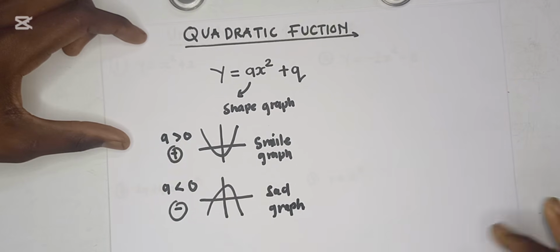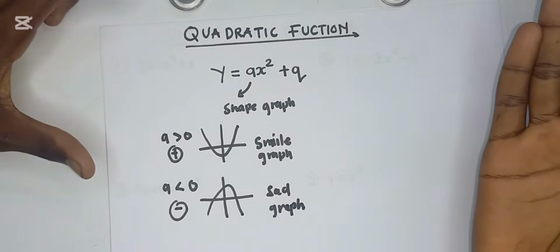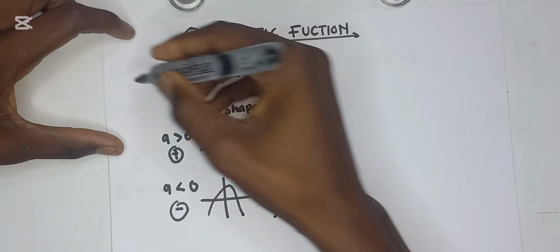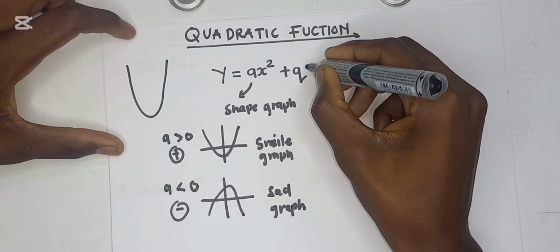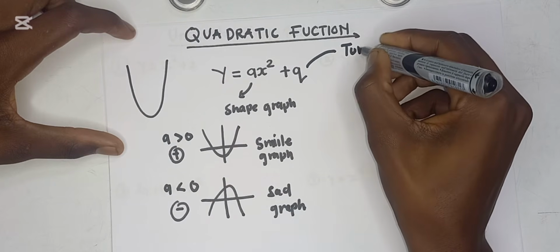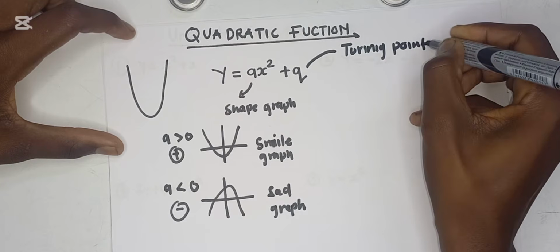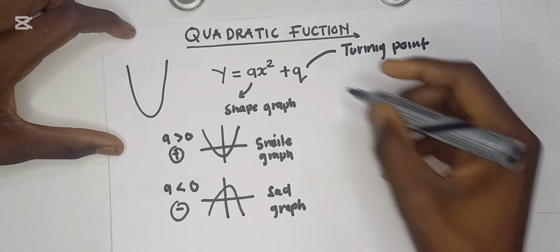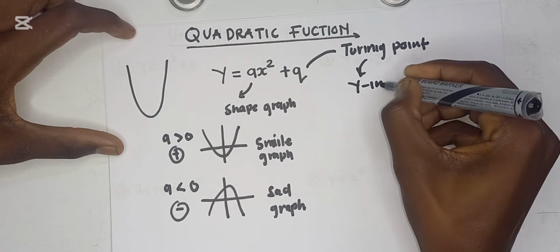Perfect. Another thing I want you to understand is that a quadratic, or a parabola, is not like a straight line. It has a turning point, where it turns. That turning point is the value of q. It is the turning point of this function. The turning point is also what we call the y-intercept.